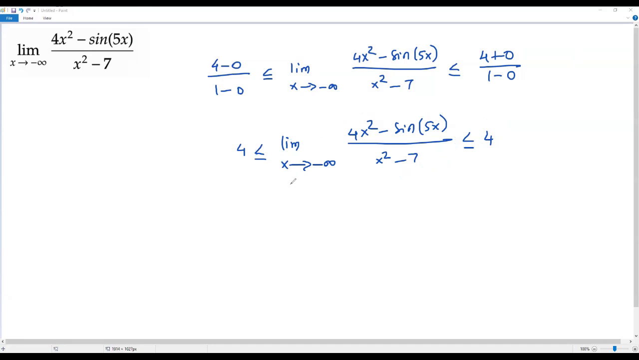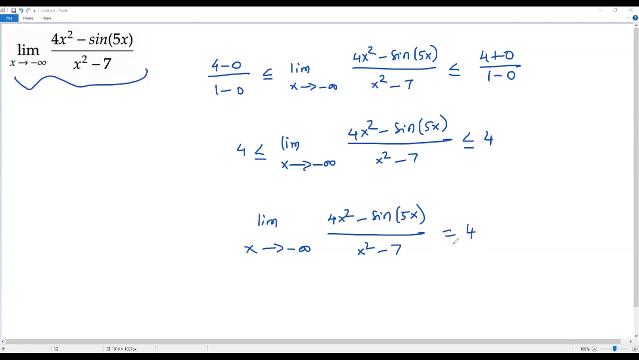According to the Squeeze theorem, whenever the limit of a particular function is between two same values, then the limit of the function equals that same value, whatever value we have over here. So the evaluation of the given limit, limit x tends to negative infinity of (4x square minus sine of 5x) over (x square minus 7), equals 4. So we got the value of the given limit, that is equal to 4, according to the Squeeze theorem.